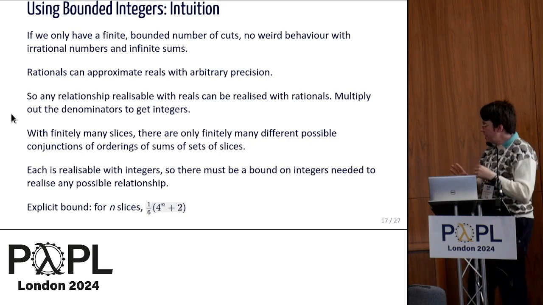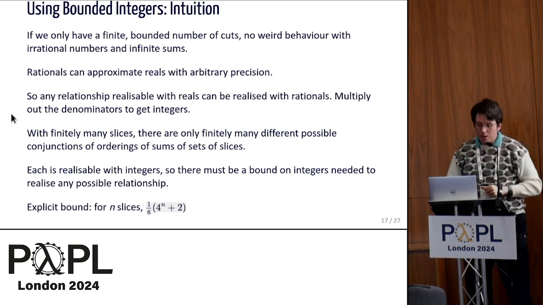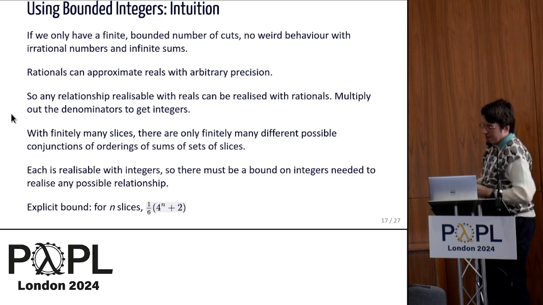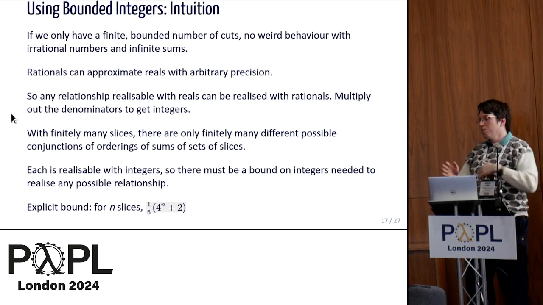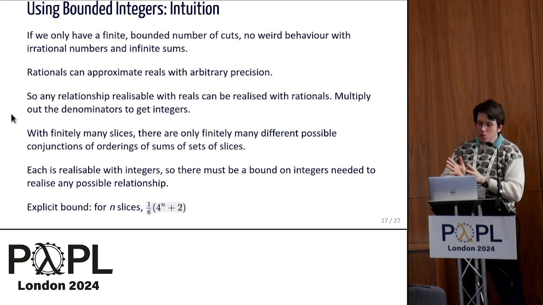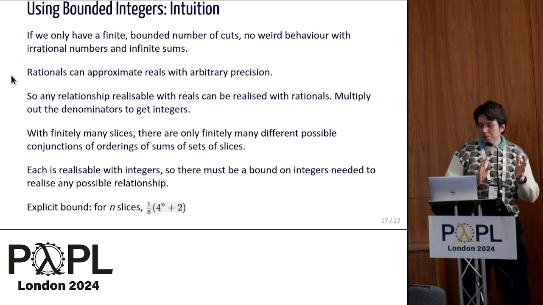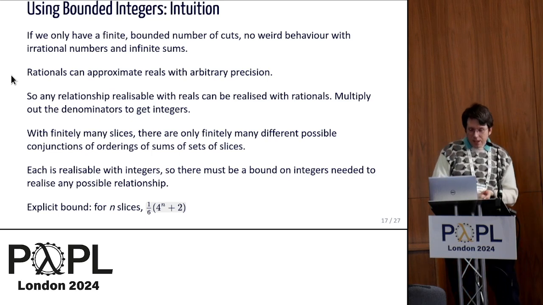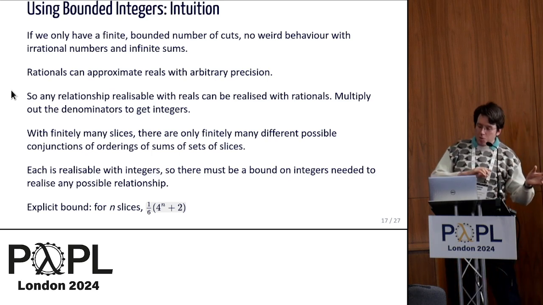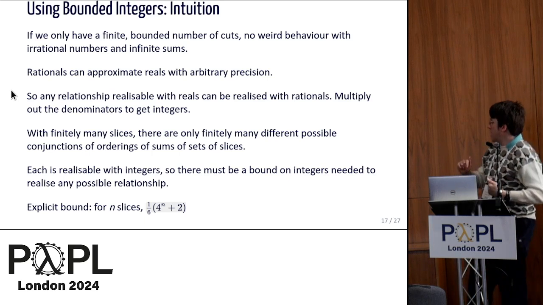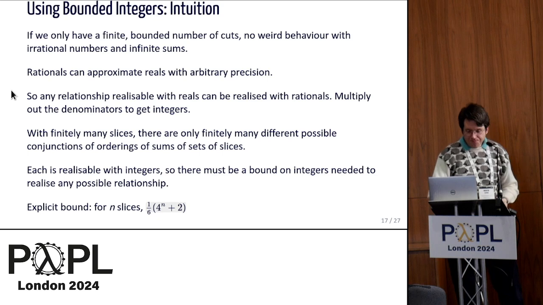So why does this allow us to use integers only? Here's an intuition behind why it works, and you can read the full argument in the paper. If you've only got a protocol with a finite bounded number of cuts, then although the weights of your slices might be real, you don't have any weird behavior with irrational numbers and infinite sums and so on. So you can use rational numbers to approximate them with arbitrary precision. So you end up with a situation where any relationship that's realizable with real numbers in terms of inequalities over sums of sets can also be realized with rational numbers. If you multiply out the denominators on the rational numbers, you end up with integers. Okay.